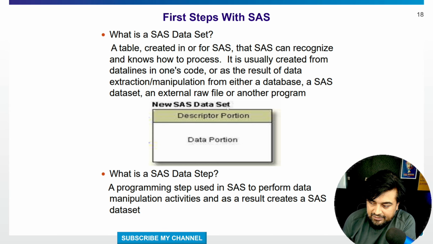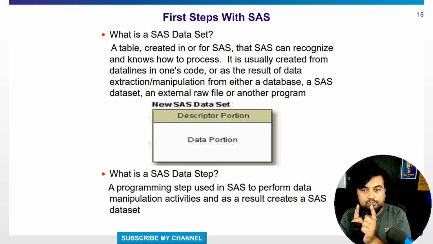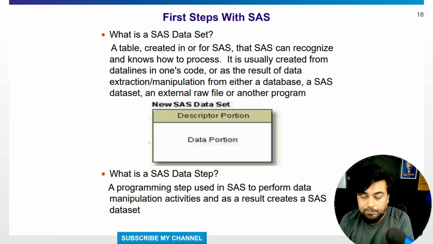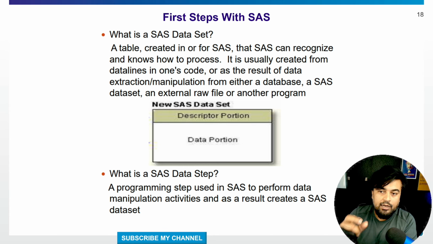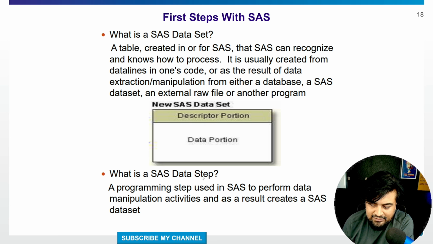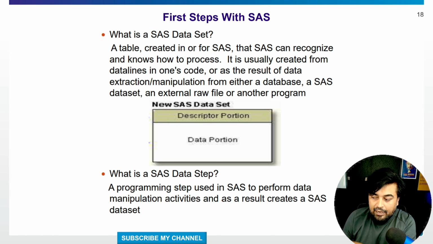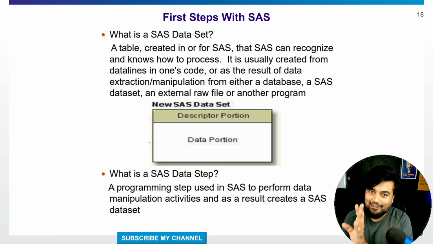Now, a new SAS dataset looks something like this. There are two parts of a SAS dataset; it's broken into two pieces. One is your descriptive portion, which talks about the metadata: what the columns are, what each column means, all those things. And then you have the data portion. So this is the two-level breakdown of a SAS table or SAS dataset. Then, what is a SAS data step in simple language? A programming step used in SAS to perform data manipulation, and as a result, it creates a SAS dataset.